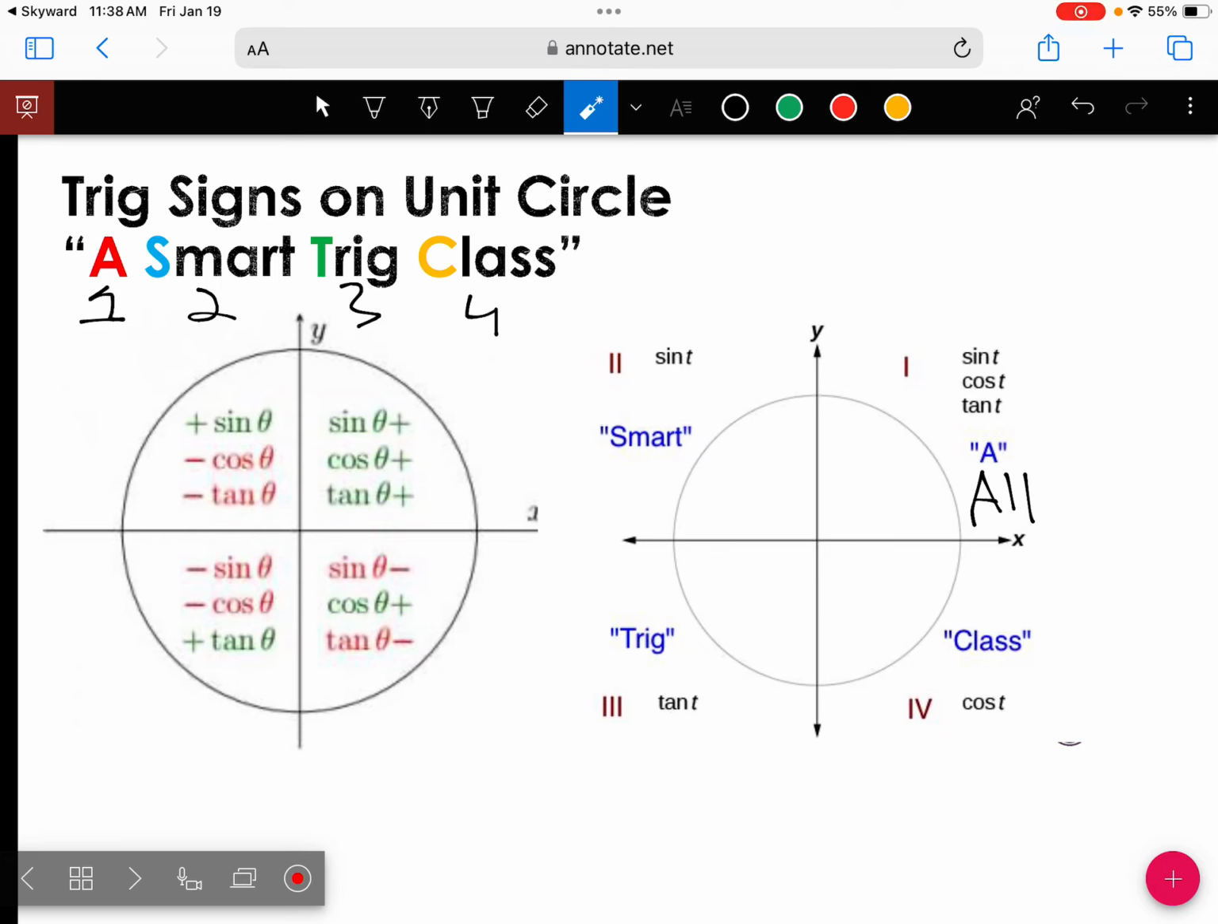So then what do we think the S in SMART stands for? Sine. Exactly. Great. So then what quadrant are we in over there? 2. Right. So that means the only main ingredient between sine, cosine, and tangent that's positive in the second quadrant is sine.